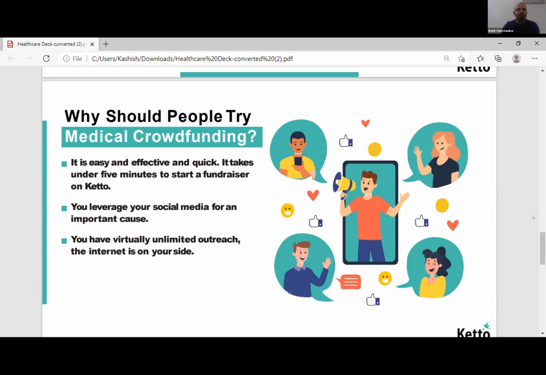It's not like you're going and taking a loan of, say, 10 lakhs, 15 lakhs, and then paying X amount of interest on it. And then of course you're already so cash strapped, and you're unable to pay your loans. So medical crowdfunding is very, very beneficial because it is completely donation based.